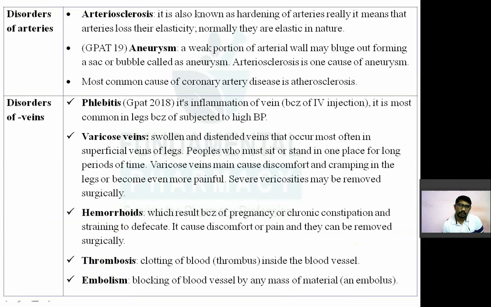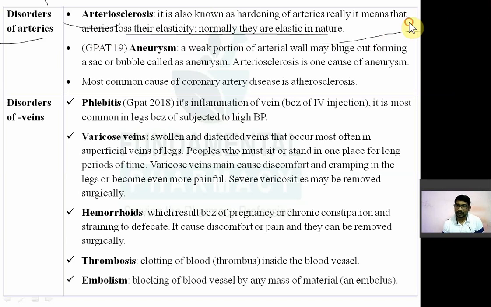What diseases can occur in the arteries, the disorders of your arteries? The first one is arteriosclerosis. It is also known as hardening of the artery. In this case, your arteries will lose their elasticity due to deposition of cholesterol inside the arteries. Remember this. Arteriosclerosis is one of the most important causes of heart failure or angina pectoris, etc.